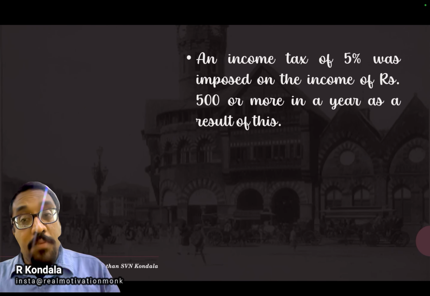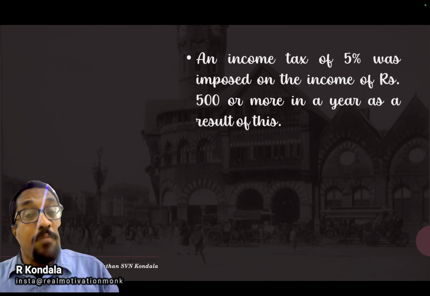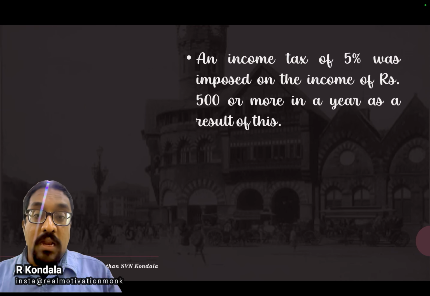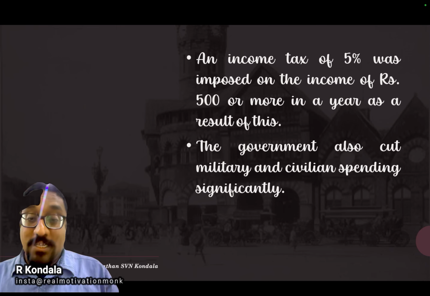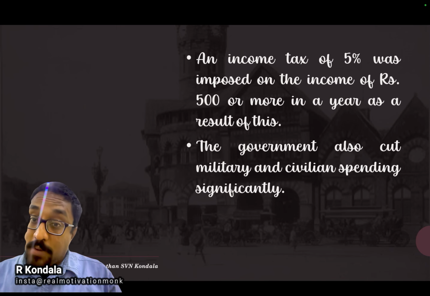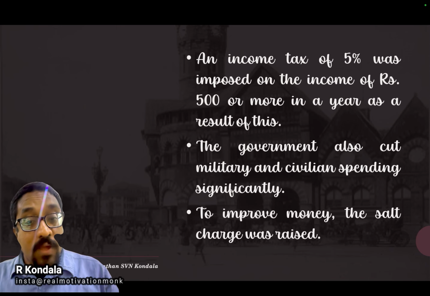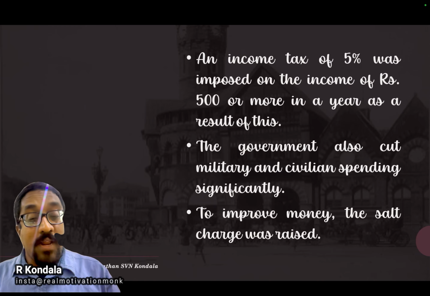The income tax proposal introduced a 5% tax on incomes of rupees 500 or more in a year as a result of the Act. The government also cut its expenditure on military and civilian spending, and at the same time, to improve revenue, the salt charge was raised, which is basically the salt tax.